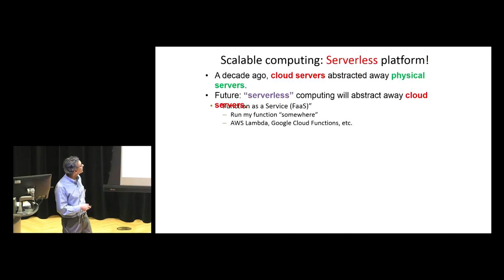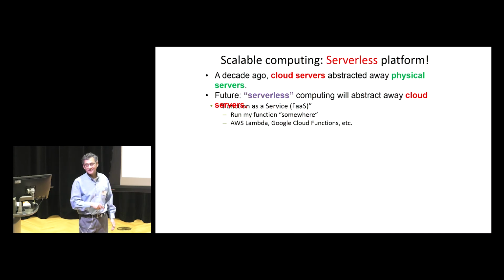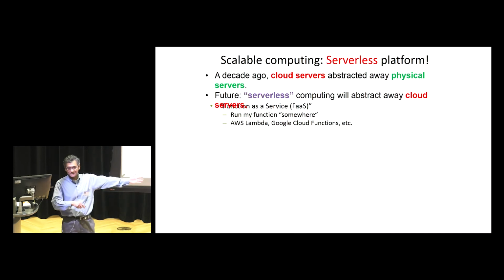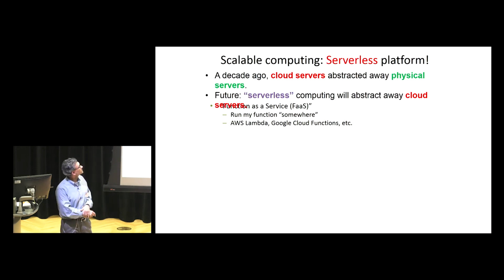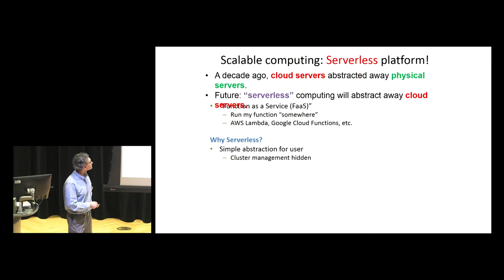So what does that mean? There's something called function as a service. This is the new acronym, FaaS, like software as a service is the current buzzword for SaaS. Now it's FaaS. Basically, you run your function somewhere, I don't care where, and the platforms are AWS Lambda, Google Cloud Functions, et cetera. Why serverless? For the simple reason that it's a simple abstraction for the user. Right now, you need to be an expert to do computing on the cloud. This is for dummies, so undergrads and you and I can all do this.